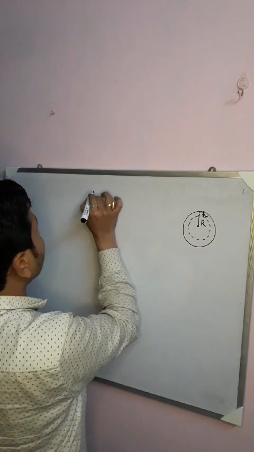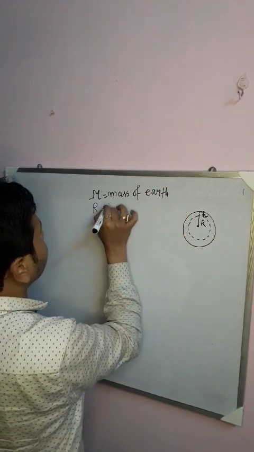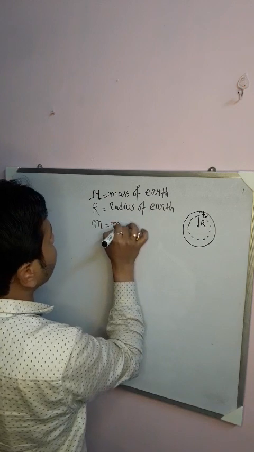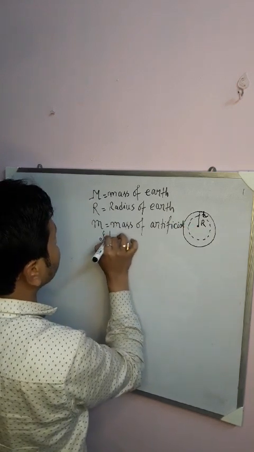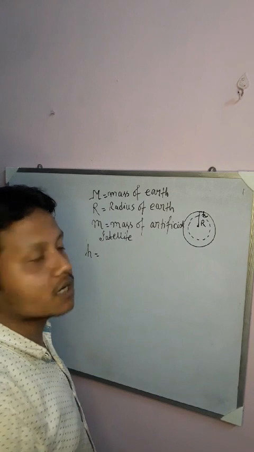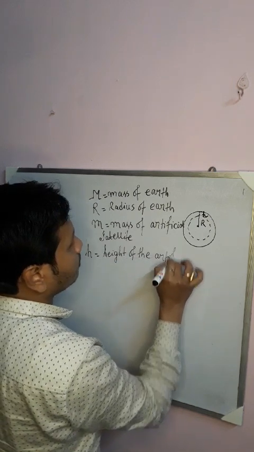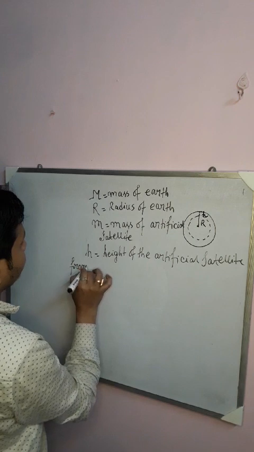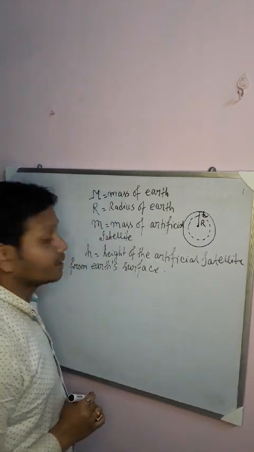Let us call M the mass of Earth, and capital R the radius of Earth. We call small m the mass of the artificial satellite, and h is the height of the artificial satellite from Earth's surface.